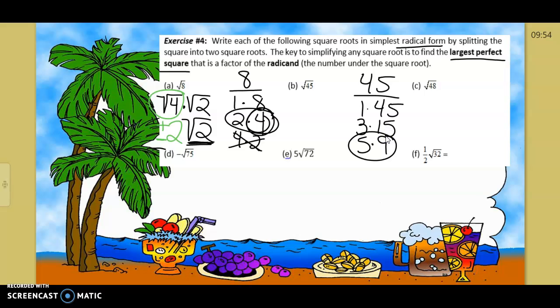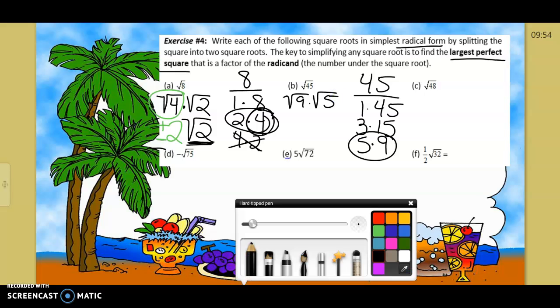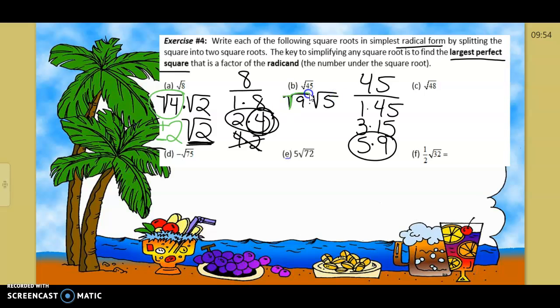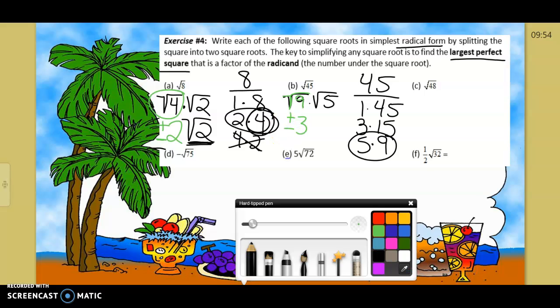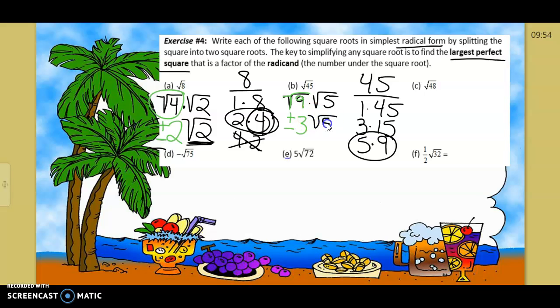So 5 times 9. Now let's instead write that as the square root of 9 times the square root of 5. I want to put that perfect square up front. And what I mean by that is I want to put this one first because that's the one that I can take the square root of. So the square root of 9 we know is 3. Now we know that it could be positive or negative 3. And then I have to bring along the square root of 5. Okay? Easiest, cleanest way you can write that answer.